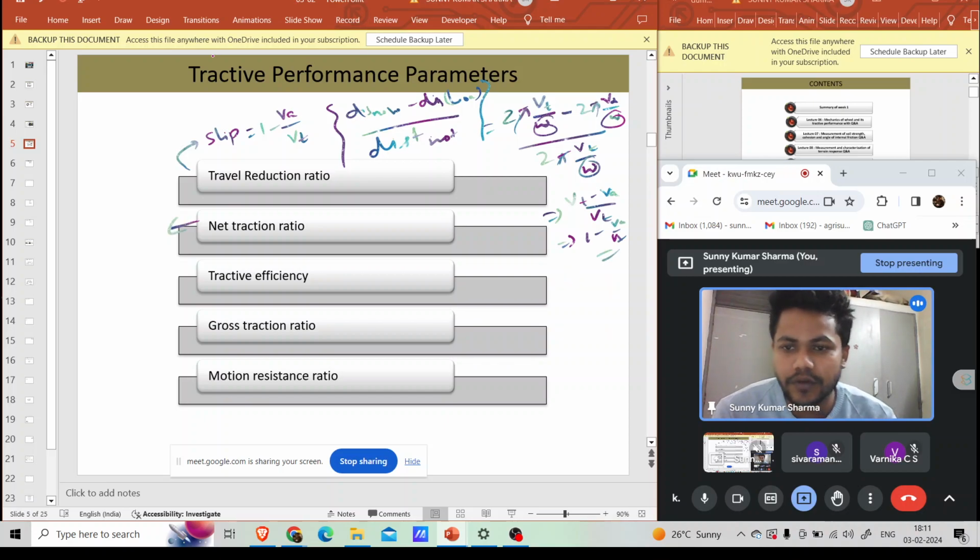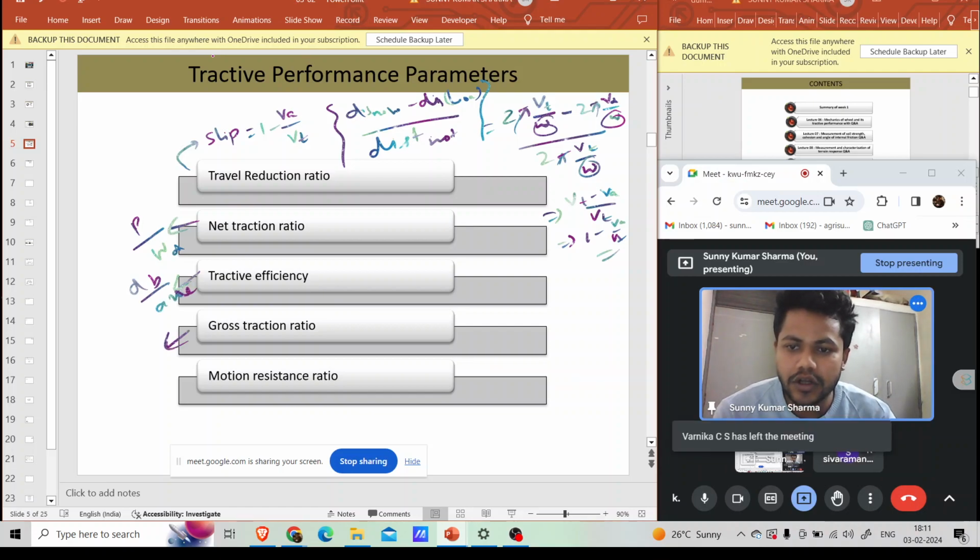The next tractive performance parameter which we discussed last week is net traction ratio, which is pull by dynamic weight coming on the wheel. Tractive efficiency is drawbar power by axle power. Then gross traction ratio.